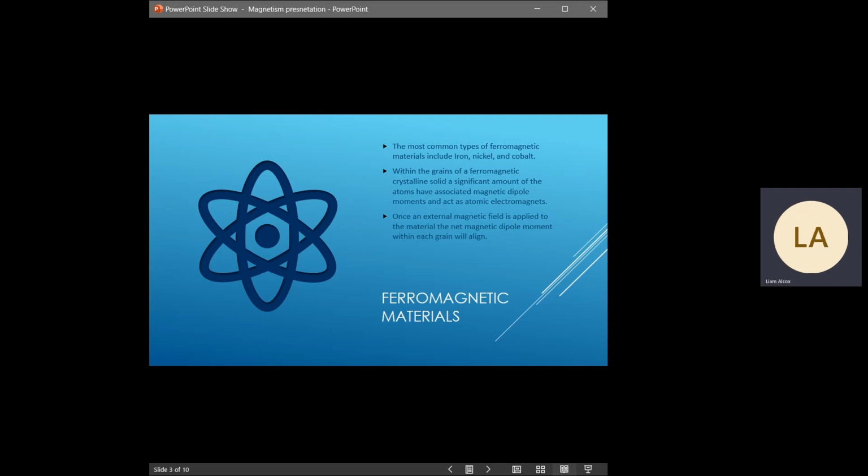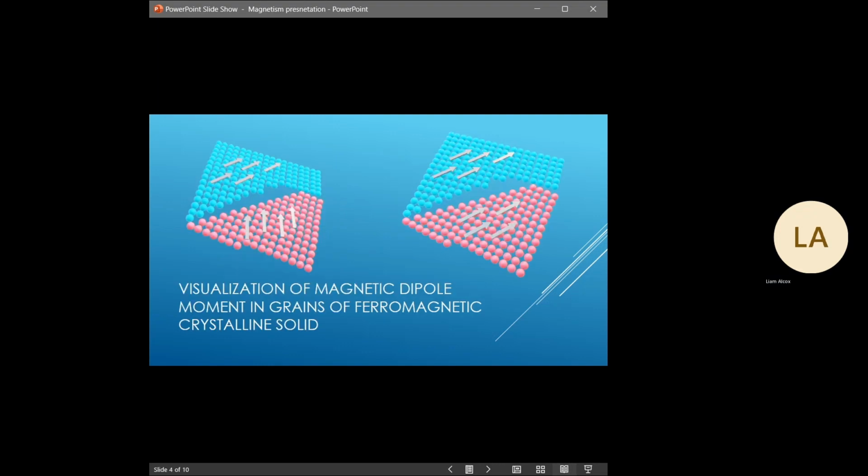However, once an external magnetic field is applied to the material, the net magnetic dipole moment within each grain will align with the external field, increasing the magnitude of the magnetic field that would be present despite the ferromagnetic material. Here we see a visual representation of this. As you can see, naturally all fields will be randomly oriented, and that's displayed on the left. However, within each grain, the fields are parallel and uniform, again displayed on the left. Displayed on the right is what happens when the crystalline solid is exposed to an induced magnetic field.